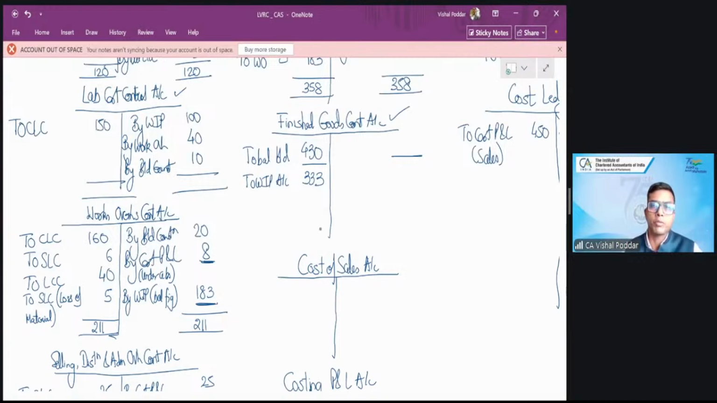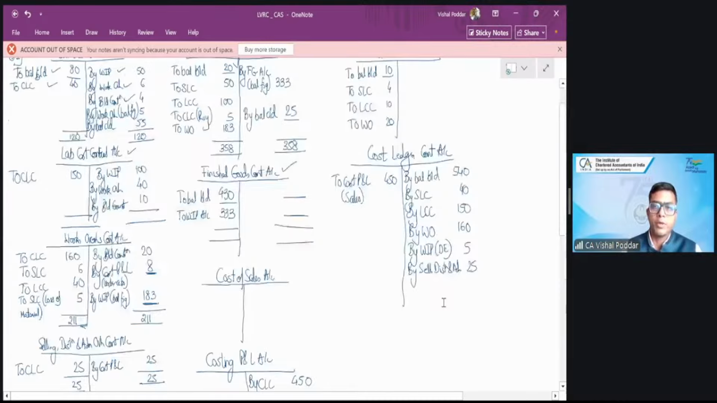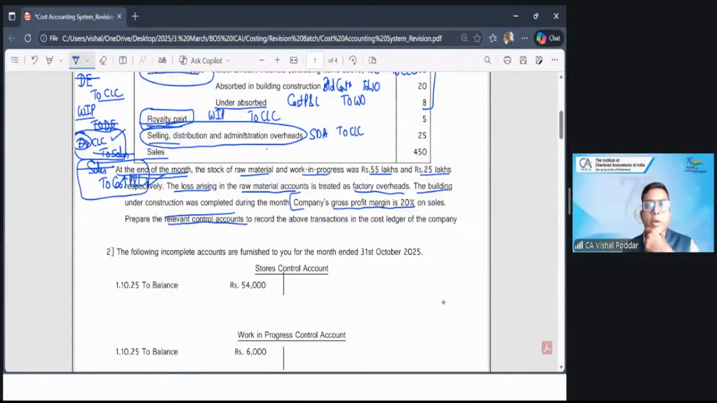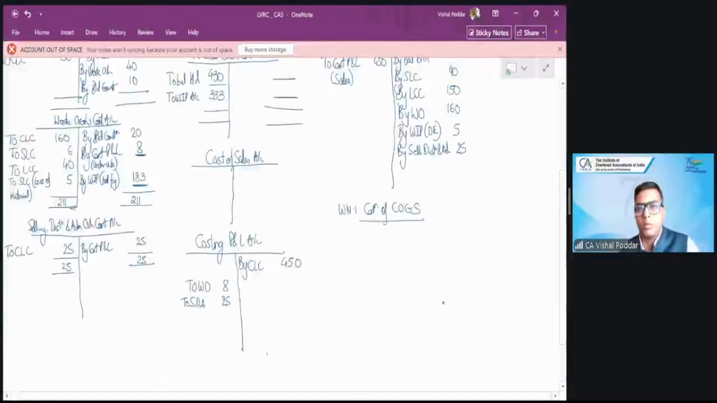Now again in finished goods, students, we need two things. One is the cost of goods sold and the closing balance. Now here nothing is given. However, there is one adjustment in the question which will help us find out the cost of goods sold. What is that adjustment? They had given the company's gross profit margin. They are saying the gross profit margin of the company is 20% of sales.